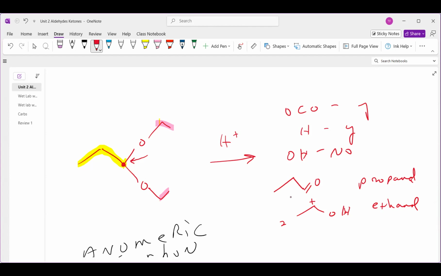Well, that's one. It's thiol instead of hydroxide. No, it's the same pattern.